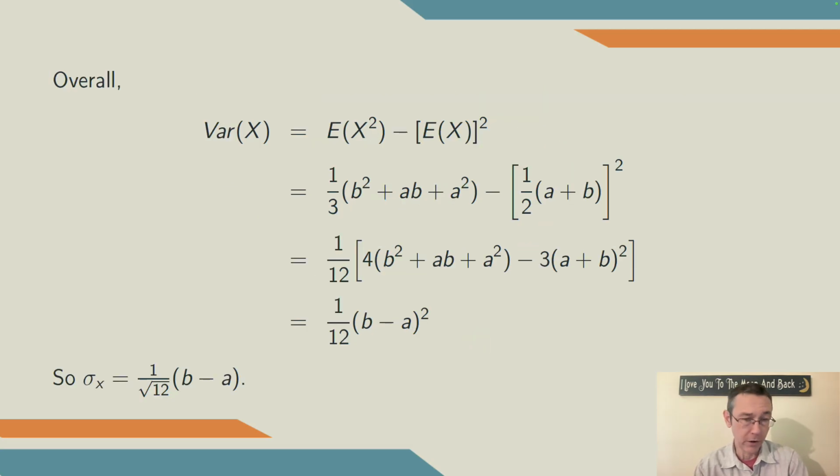So now we compute variance using that formula I mentioned a little bit ago. There's some algebra involved. In the end, we get 1/12 (b minus a) quantity squared. And that means that the standard deviation is 1 over the square root of 12 times (b minus a).